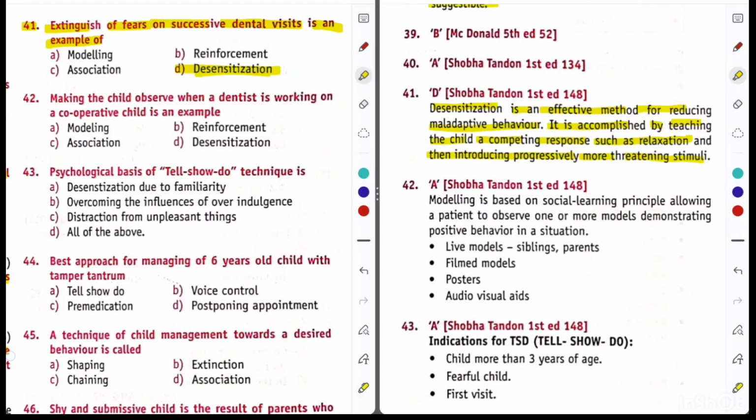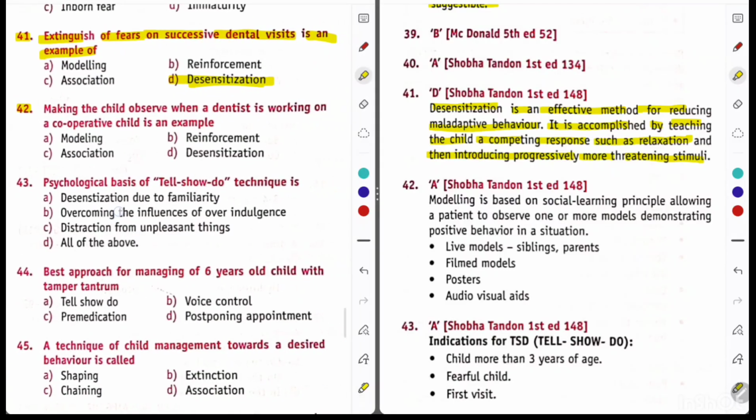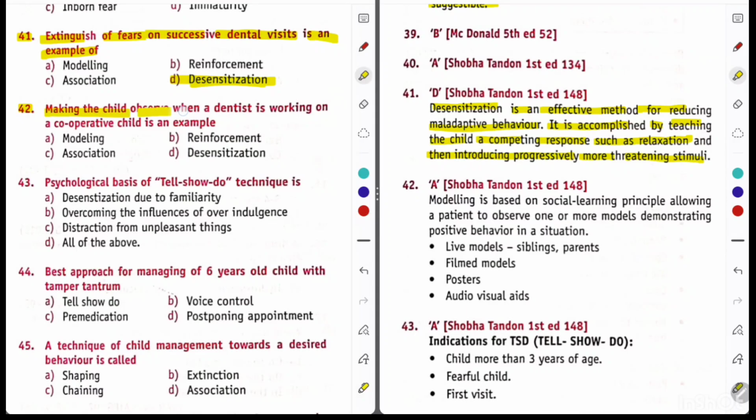Okay. Now question number 42. Making the child observe when a dentist is working on a cooperative child is an example of. So the answer is option A, modeling. Modeling is based on social learning principle, allowing a patient to observe one or more models demonstrating positive behavior in a situation. For example, live models, siblings, parents, filmed models, posters, or audio visual aids.